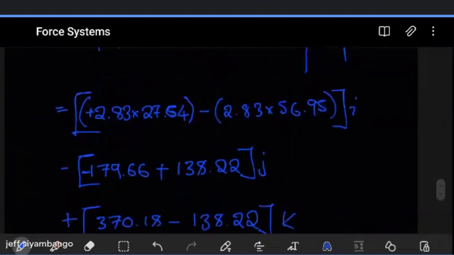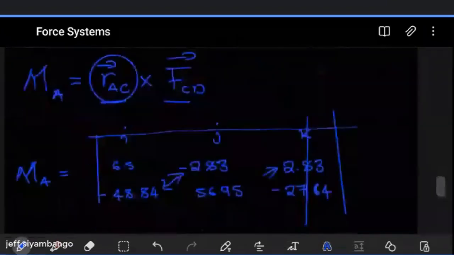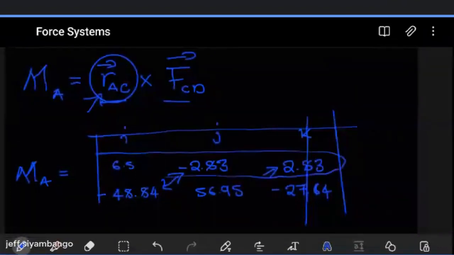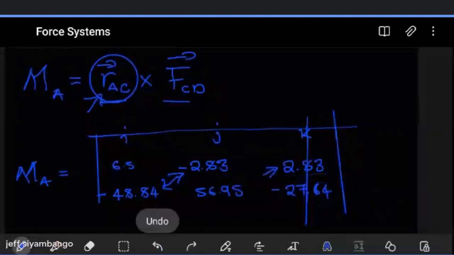And yes, Chinanda, I've just seen your question. When we are using the determinant way to evaluate a cross product, the first one always takes this row. I hope that is what you are asking about. The first one always takes this row, the unit vectors will be on top there, and the second one here will always go last. You don't swap them. So I hope that was your question.